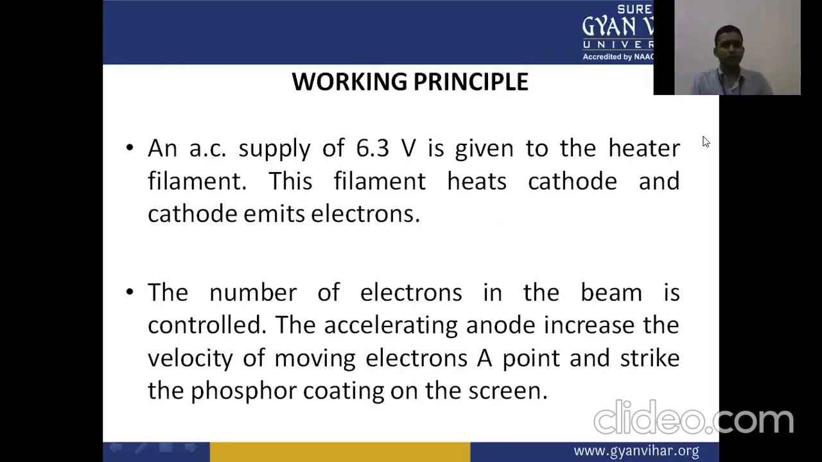Now the working principle of the picture tube, how the picture tube works. An AC supply of 6.3 volts is given to the heater filament. This filament heats the cathode and the cathode emits the electron beam. The number of electrons in the beam is controlled. The accelerating anode increases the velocity of the moving electrons.